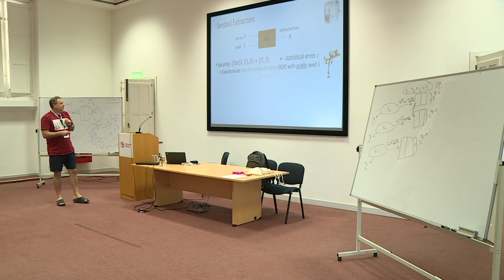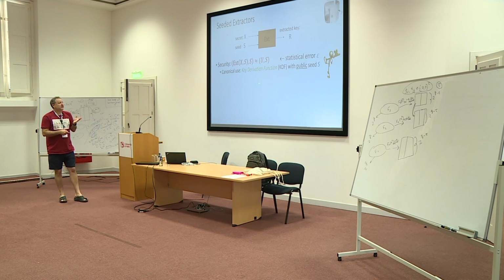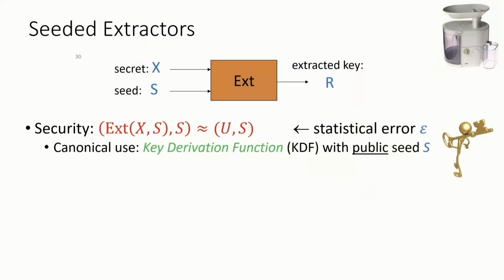And the canonical application of this seeded extractor is the key derivation function. Maybe we have a public seed S that is known to everybody, but now I have my secret thing, like a biometric or a Diffie-Hellman element or something like that, and I want to extract my secret key. And a key measure of efficiency here.